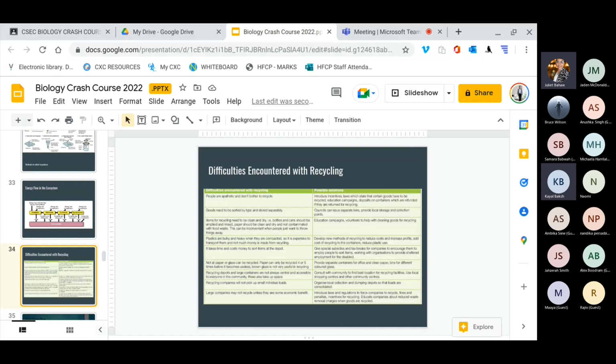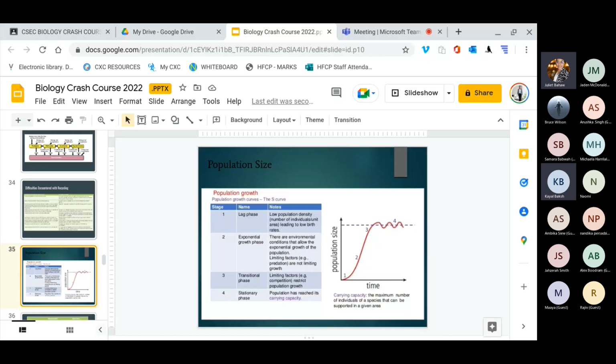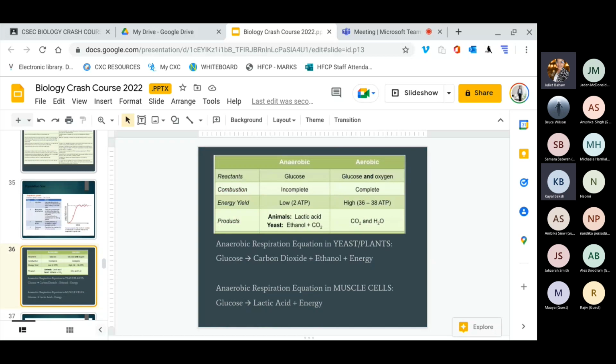difficulties encountered with recycling. Now, you could give this a read because remember this will fall under the conservation of the environment part, right? Remember the 3 R's: recycle, reuse, reduce. Have a little something with population size. These are things people turn a blind eye to.